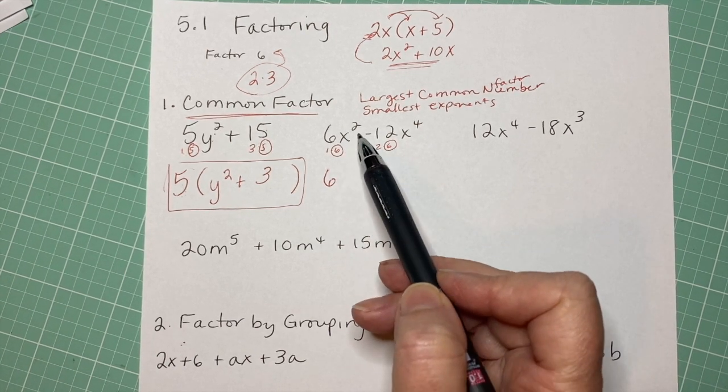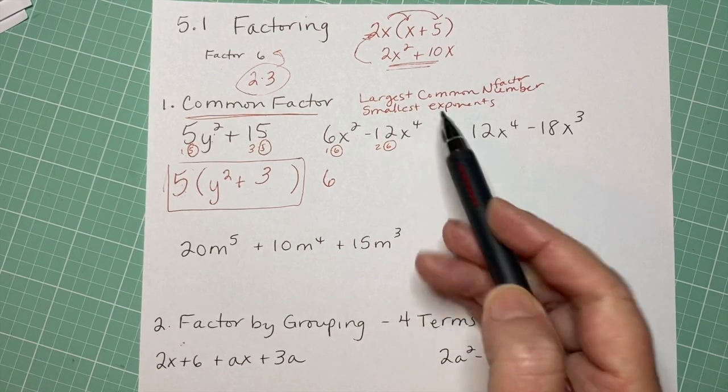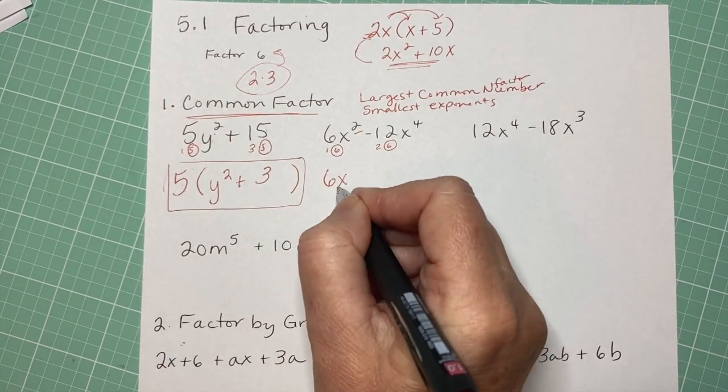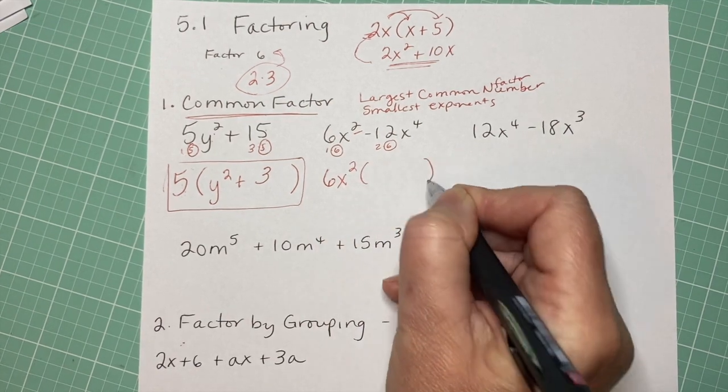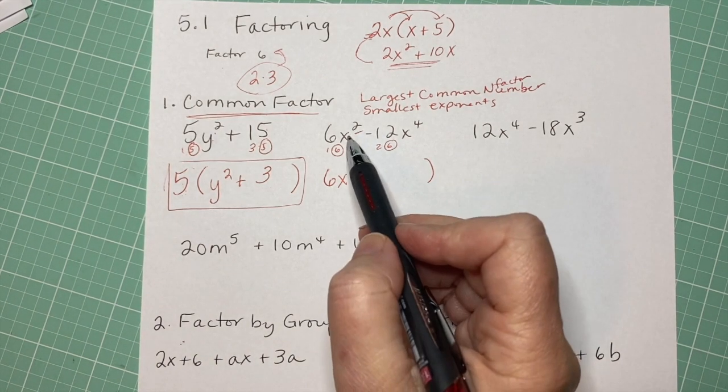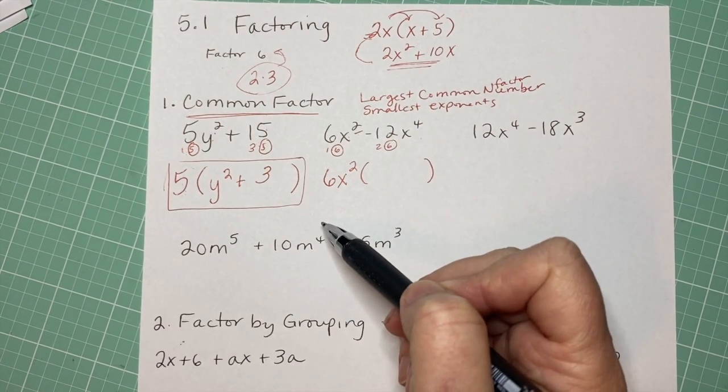Then we look at our letters. We have an x2 and an x4. We want to take the smallest of the exponents, so we're going to take out x2. You take the smaller one because x to the 4 has 4 x's, but x to the 2 does not have 4 of the x's, so you take out the smaller of the exponents.